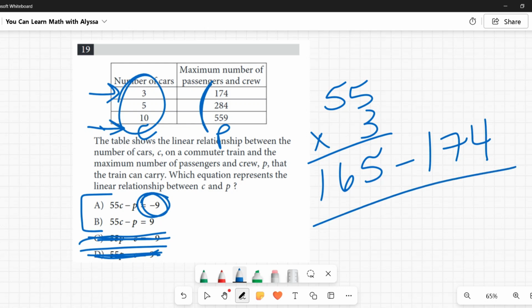If I wanted to double check that in my calculator or by just subtracting, either way is fine. To confirm it, I could, and it is confirmed. 165 minus 174 is -9. So A is correct. A is my answer.